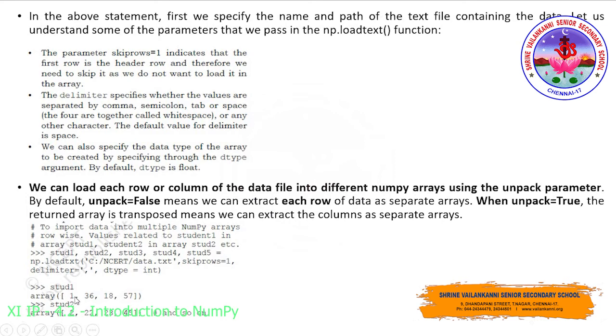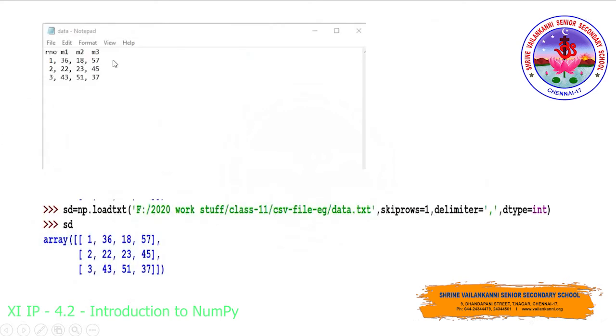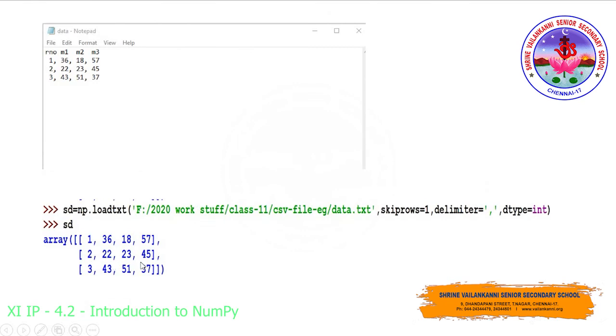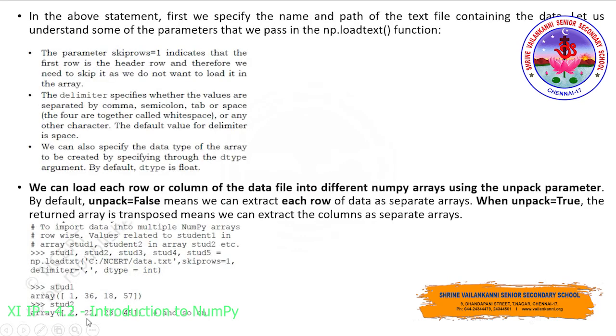So if I call the student1 variable, see the first row will be accessed. 1, 36, 18 and 57 will be accessed from the array. Again, if I call the second variable student2, 2, 22, 23 and 45 will be accessed. See here, 2, 22, 23 and 45. So it goes on till the student5 variable.